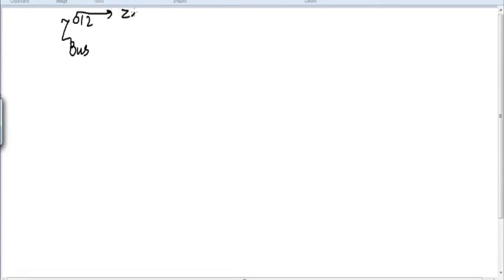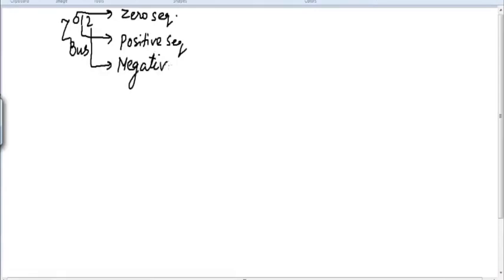So 0 means zero sequence, 1 means positive sequence, and 2 means negative sequence. What you have to do is find out the bus impedance matrix with respect to the zero sequence, positive sequence, and negative sequence. This is what we are expected to do in unit number 3. For that, the basics required we have just now seen.